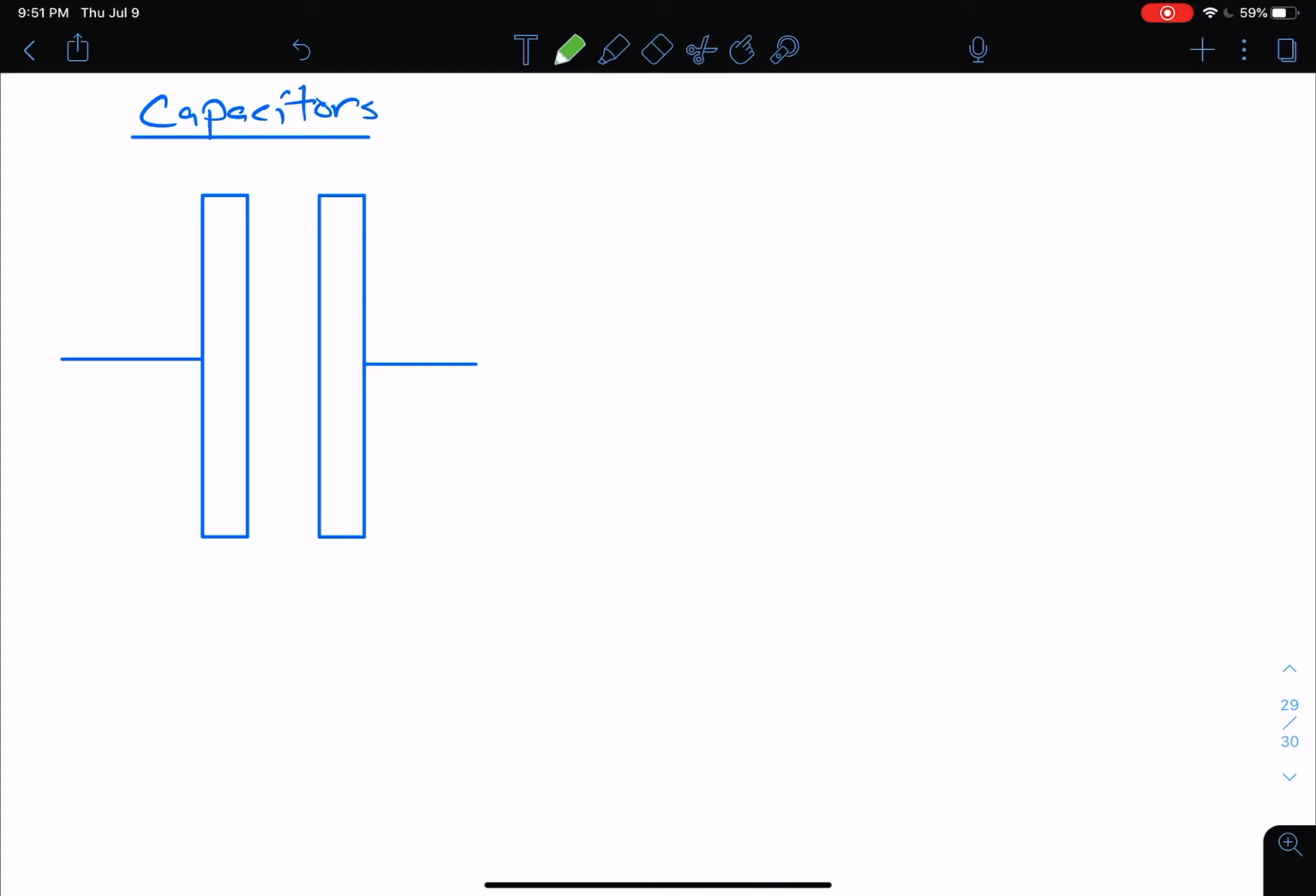So what I've drawn here is the most basic type of capacitor. It's called a parallel plate capacitor. And it's just two plates that are attached to two wires. We don't need to worry about what the wires are connected to. We're just trying to understand how the capacitor works. And this is just empty space between the plates. These two plates are not in contact with each other.